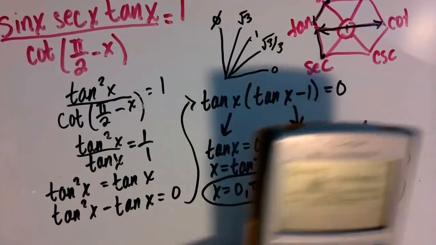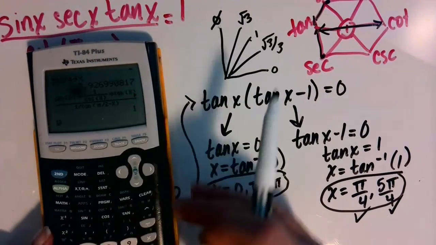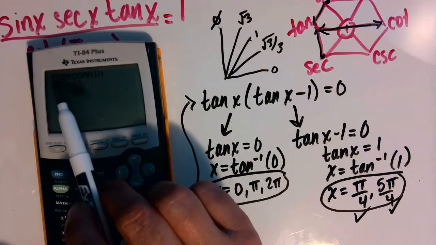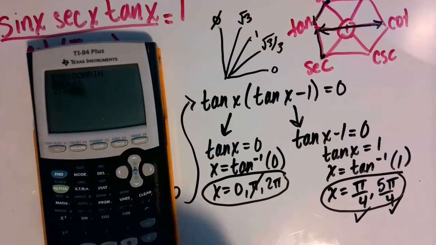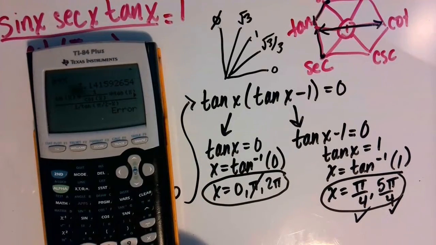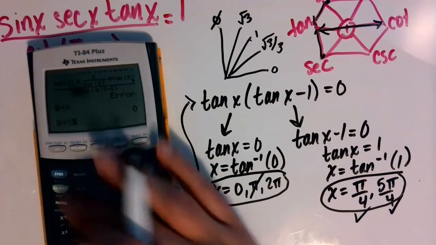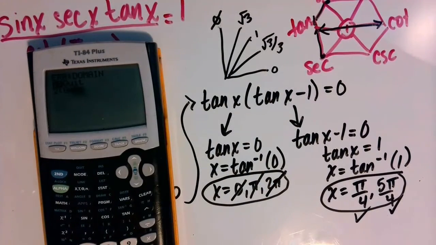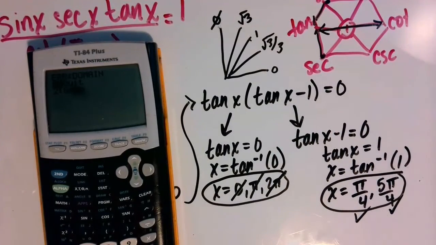Now let's look at our solutions for tangent of x equals 0. So we'll store pi, and then check that one. And we get a domain error, right? Because pi is outside of the domain. And then when we check 0, right, same domain error, and 2 pi is coterminal with 0. So this equation has two solutions, pi over 4 and 5 pi over 4.